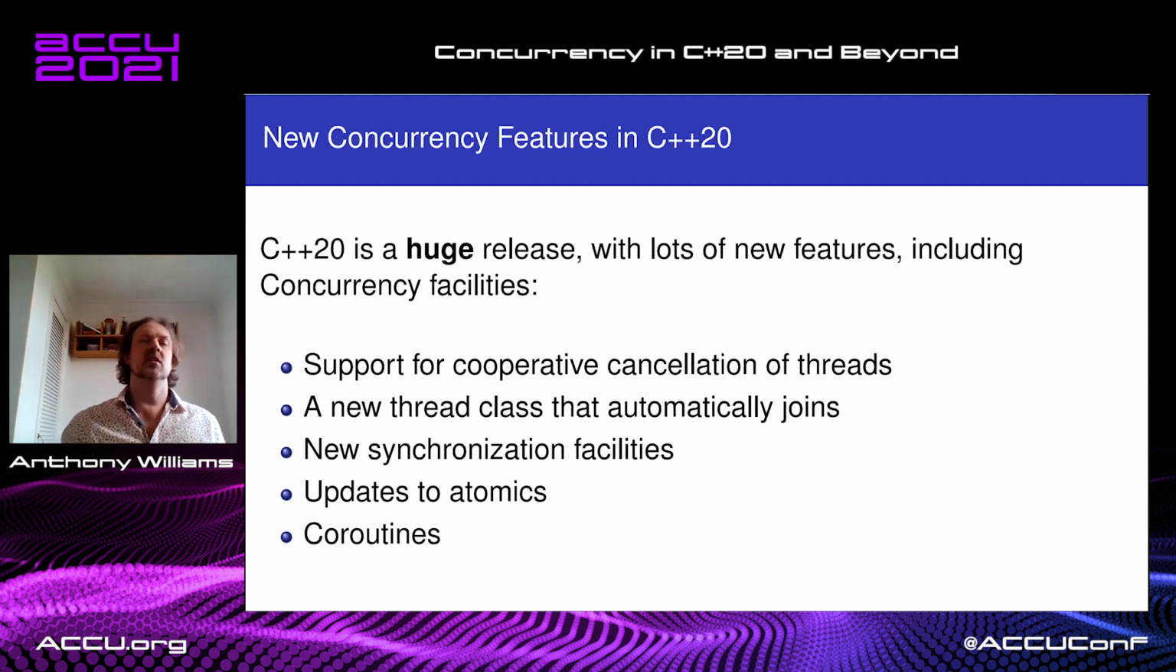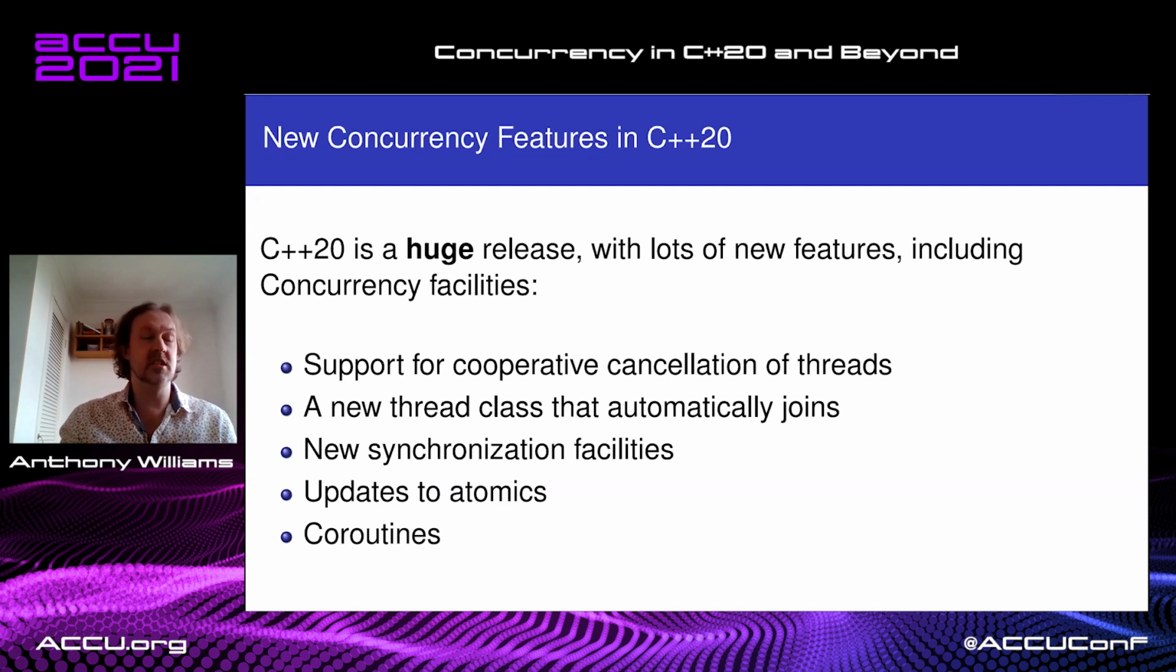Related to that, we have a new thread class, jthread, that automatically joins in the destructor. This is a common source of pain for programmers: with std::thread, you have to remember to explicitly join or detach, and if you destroy one without having done so, then your program terminates. So we have a new version, jthread, which addresses that failing.